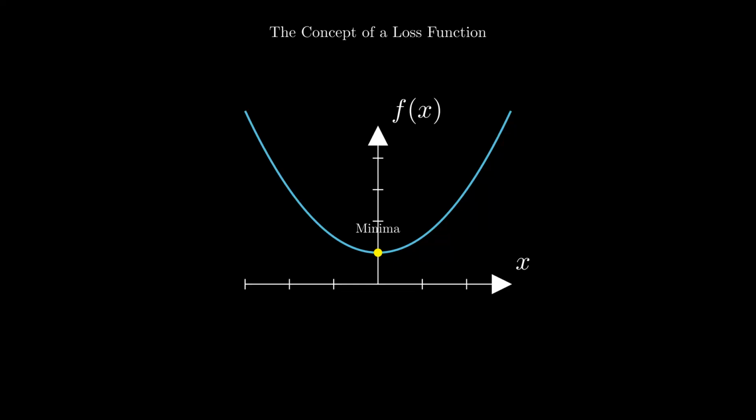The minima represents the point where the loss is smallest, meaning our model predictions are closest to the actual values. In essence, the loss function quantifies the difference between what our model predicts and the actual observed values. By minimizing the loss, we improve the accuracy of our model. So to summarize, the loss function helps us measure prediction error, and its minima is the optimal point we aim for in machine learning. Let's move on to see how this connects to gradient descent.